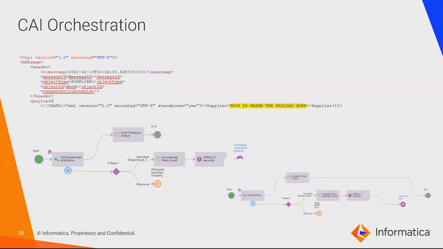So this is how the input message came in. We had defined some header information, and then the whole payload will be part of the CDATA type. And this is where we'll get the actual supplier data. This is just an example of one of the sub-processes within the primary process. This was one of the data quality sub-processes.